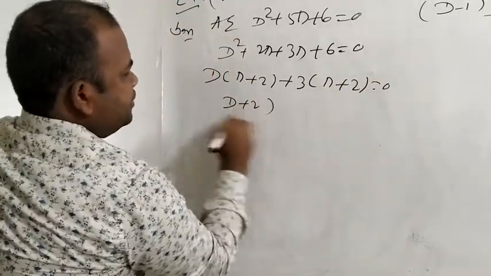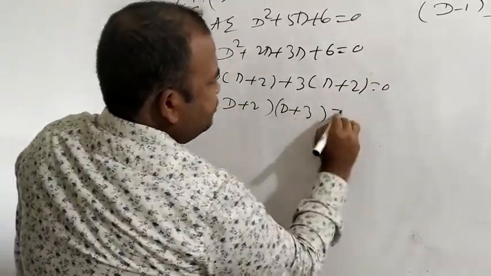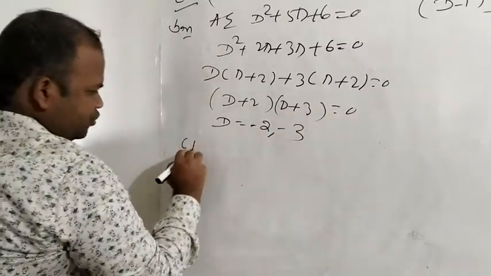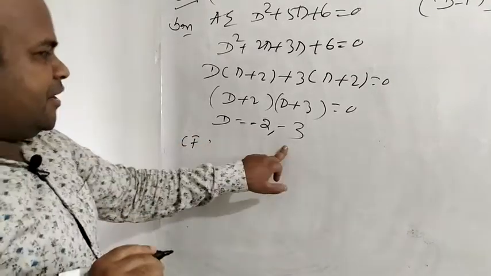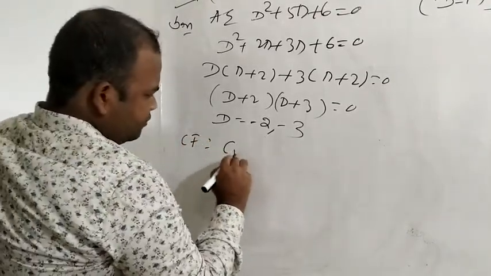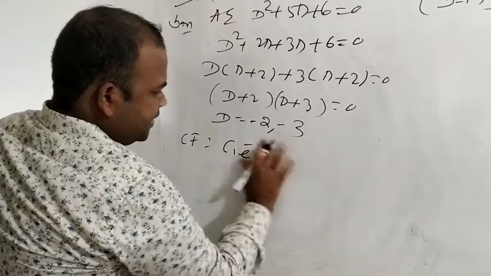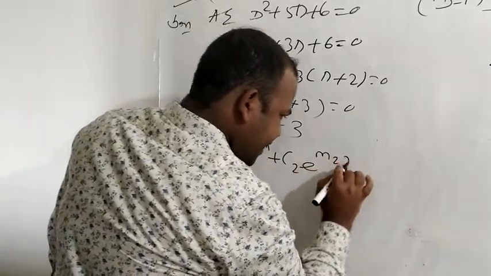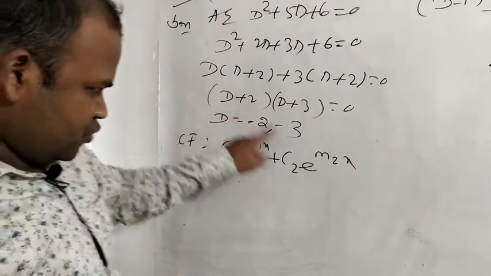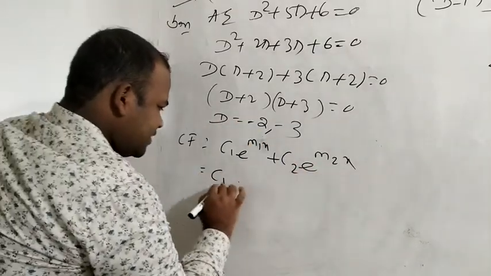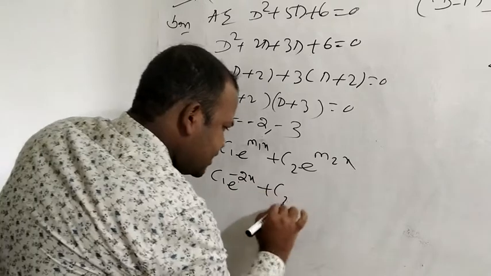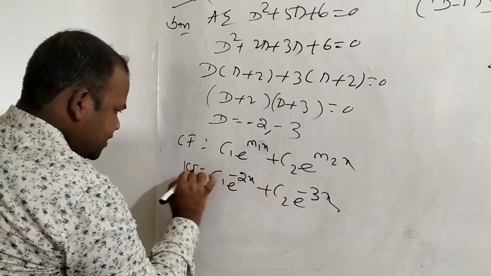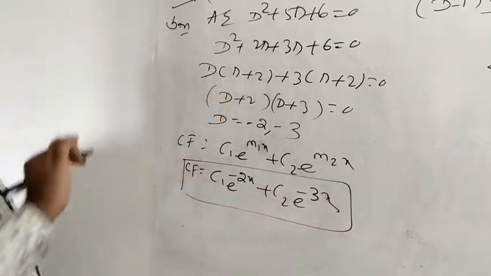So this is (d plus 2) and (d plus 3) equals 0. So d equals -2 and -3. The roots are real and not repeated. What is CF? C1 e raised to m1x plus C2 e raised to m2x. So what is m1? -2. What is m2? -3. This is C1 e raised to -2x plus C2 e raised to -3x. So this is the value of CF. Now we will find PI.